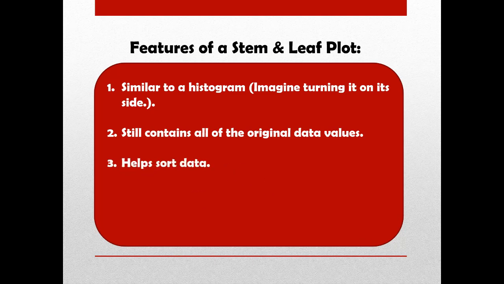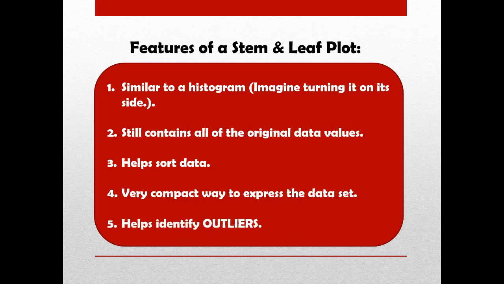It helps us sort the data. We actually took a 30 individual data set and put it in order when we switched from the unordered to the ordered version of the stem and leaf plot. And oftentimes we need to find an ordered data set to do some of the things that we're going to do. It's a very compact way to express the data. If we have a bunch of numbers in the 60s, we write the 6 just one time and then all of the second digits. So we stop writing those extraneous stems over and over again. And lastly, it helps us to identify outliers.